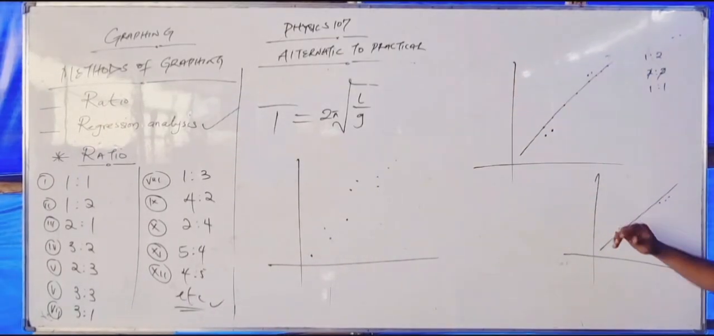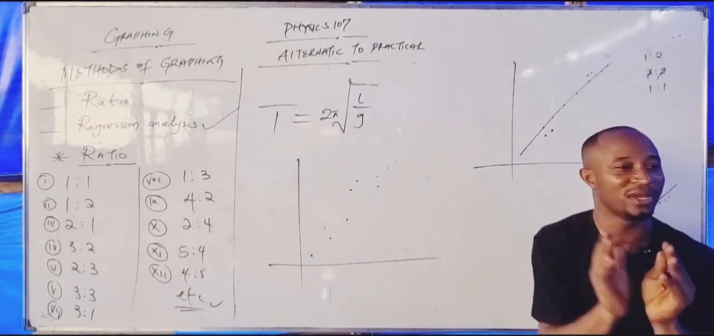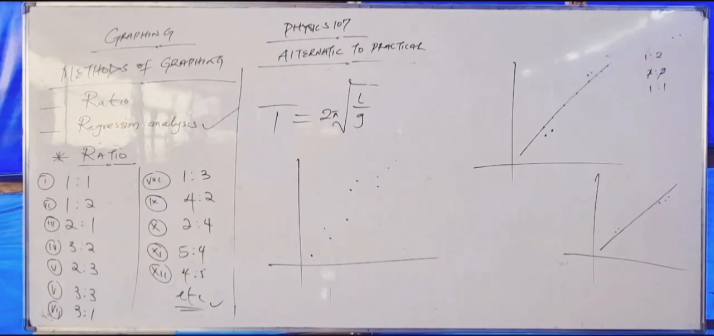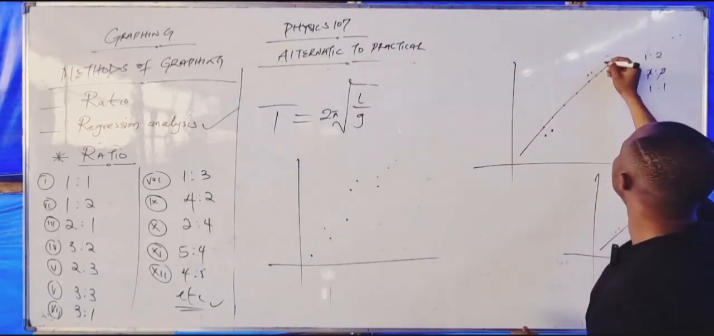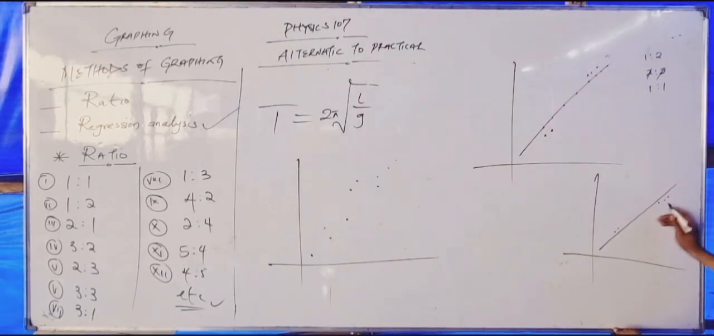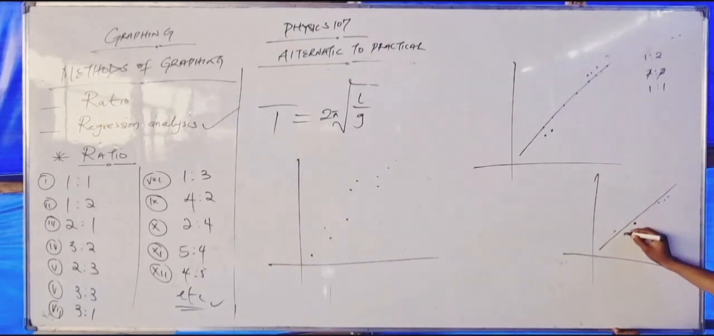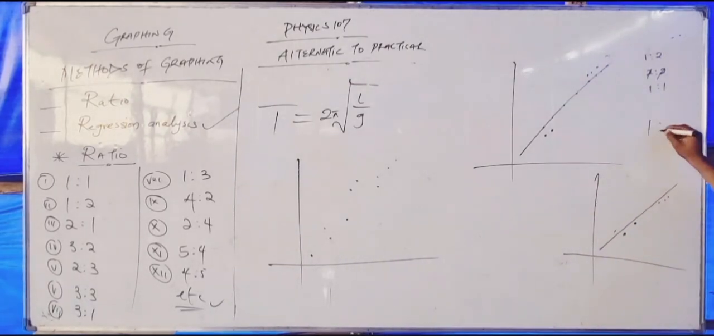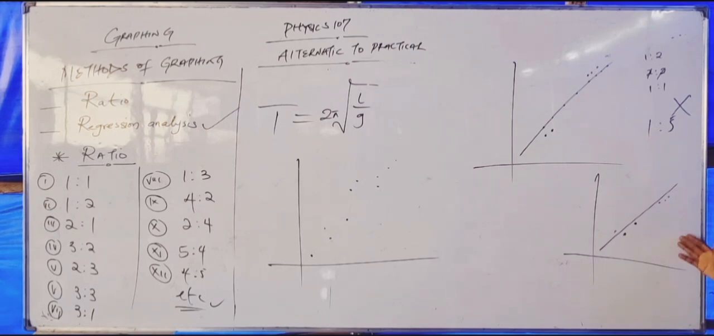Just avoid the graph where all the points are clustered in one place. If I have 5 points here, let's say I have 1, 2, 3, 4, 5, this is 1 is to 5. This is a very long graph. This graph is not good. Why? Because almost all the points are clustered.